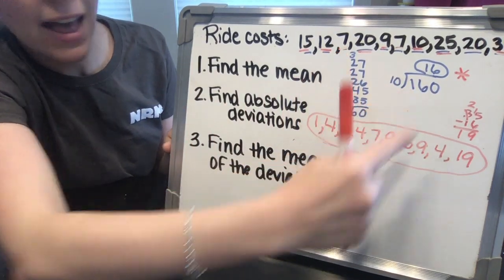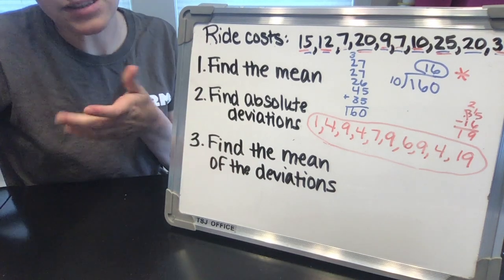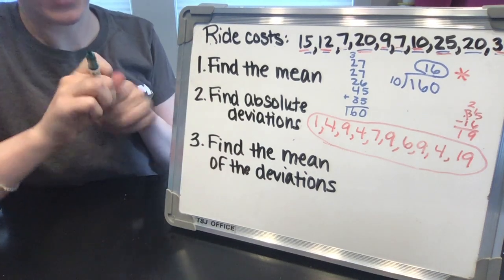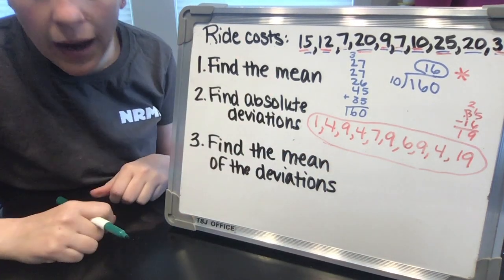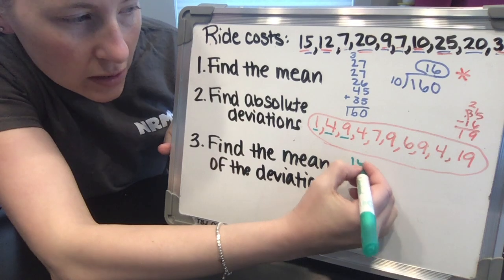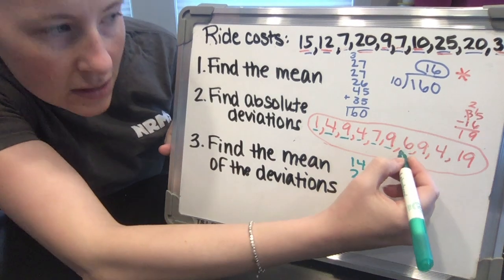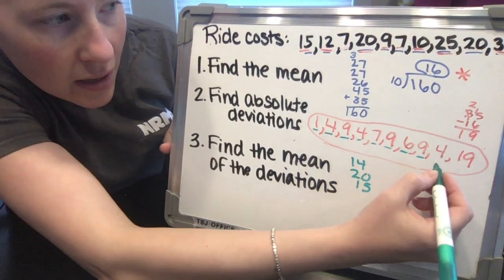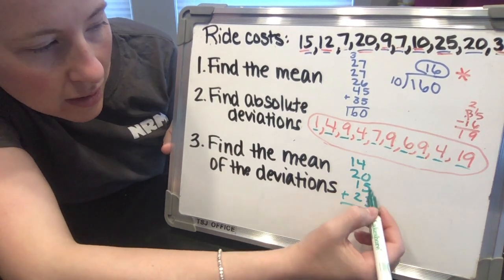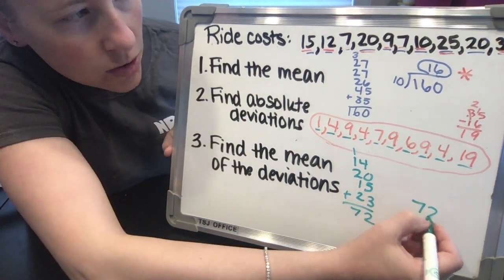So we found the average, and then we counted how far away is each one from our average. Now, let's do the average one last time, and then we will have our mean absolute deviation. Okay, so with my new list, I'm going to find my average again. 1 plus 4 is 5, plus 9 is 14. Okay, 4 and 7 is 11, plus 9 is 20. 6 and 9 is 15, and 4 and 19 is 23. Let's add these up. And 72.